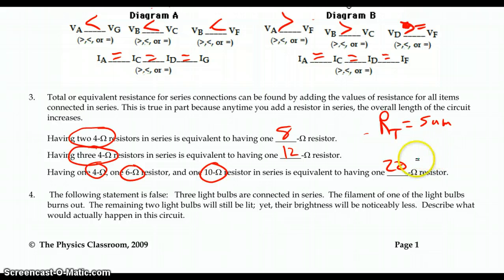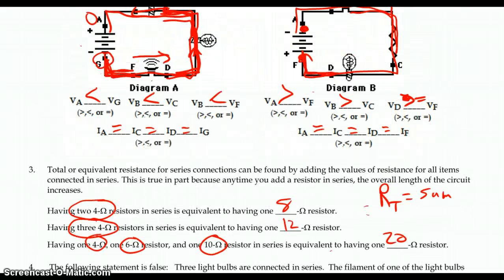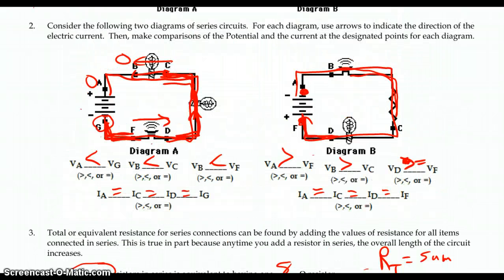It's very straightforward. The following statement is definitely false. You have the light bulbs connected in series, and one of them goes out. This says the brightness will be noticeably less. Well, it's not just that they're going to stay lit with less brightness. As soon as you break the electric field in any part of the circuit, you are going to have the whole circuit go out. So let's go back up and take a look at one of these pictures.